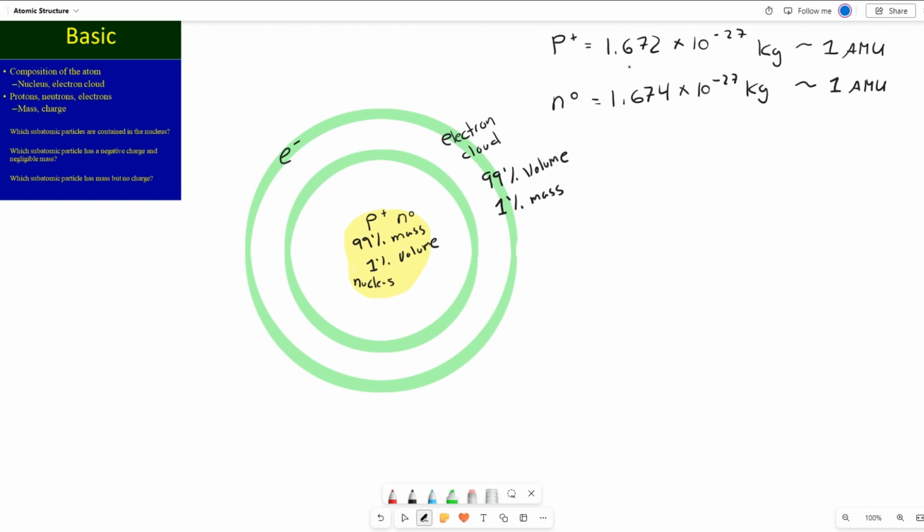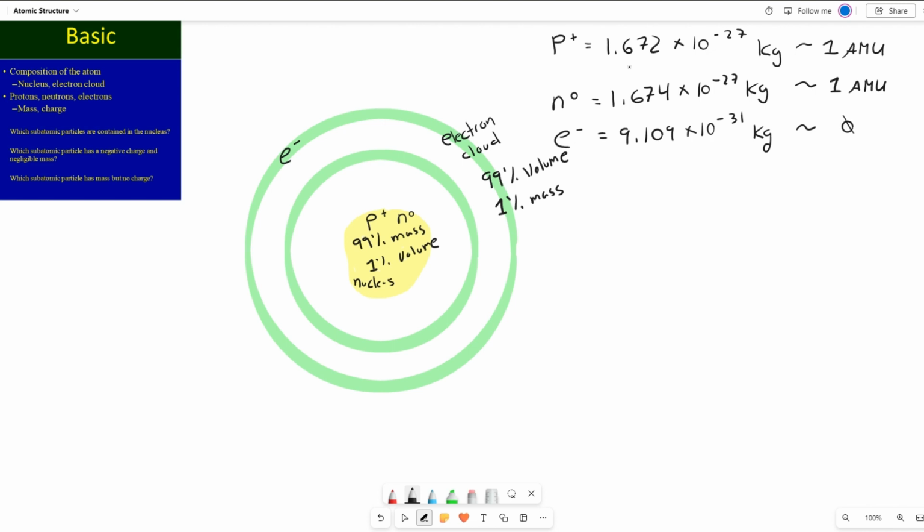You say, all right, well, how much do the electrons weigh? Remember, the electron cloud's extremely light, so an electron weighs about 1/2000th the weight of a proton or a neutron. An electron weighs 9.109 times 10 to the negative 31 kilograms. So that's even lighter. So again, an electron is about 1/2000th the weight of a proton and a neutron. So scientists say, well, that effectively weighs nothing.